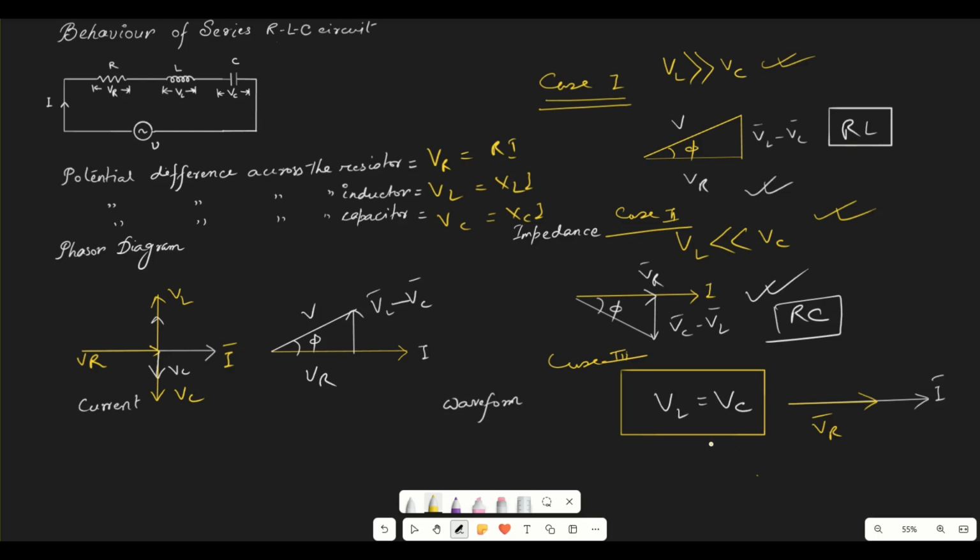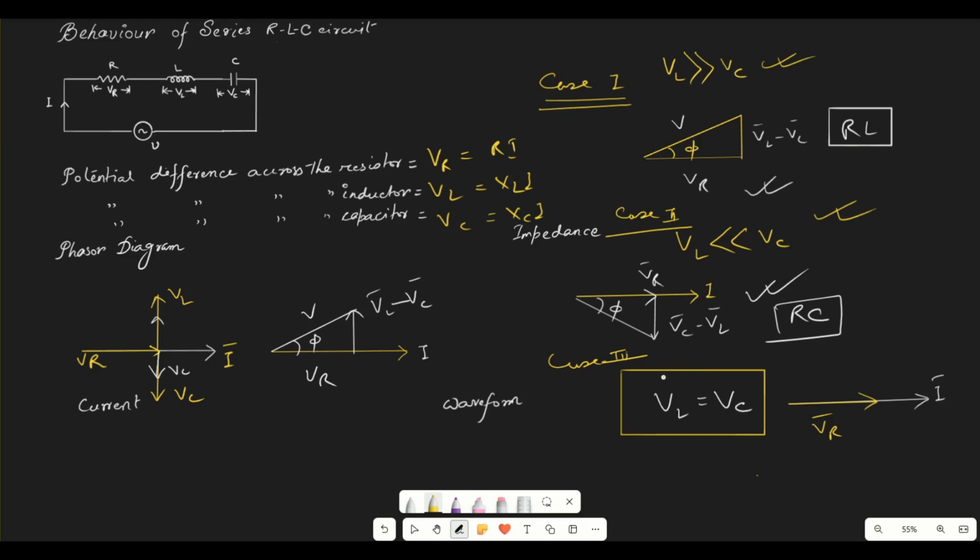Where we will be discussing the resonance circuits. So resonance circuit means the series and parallel resonance, and we will also find out what is the bandwidth at resonance.